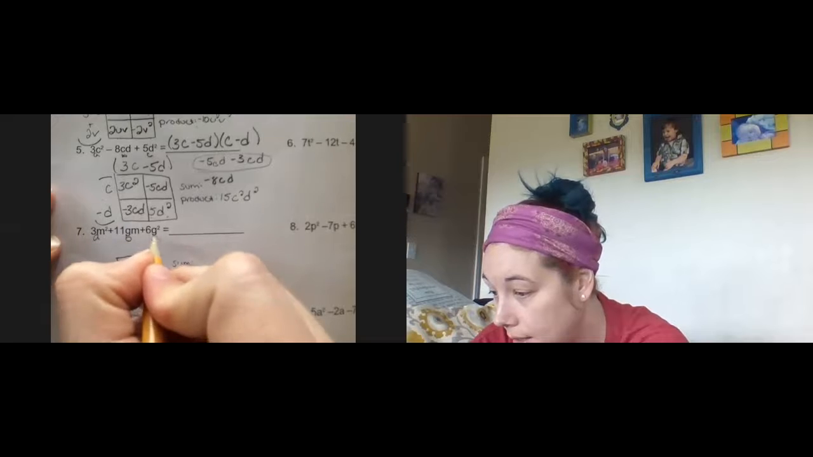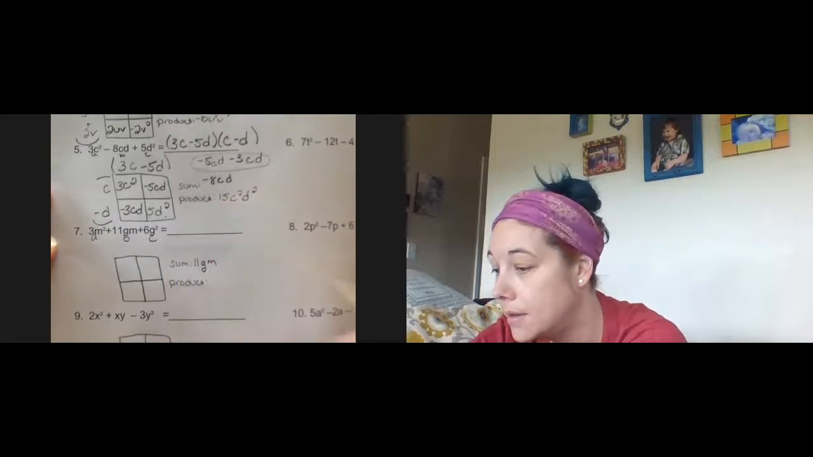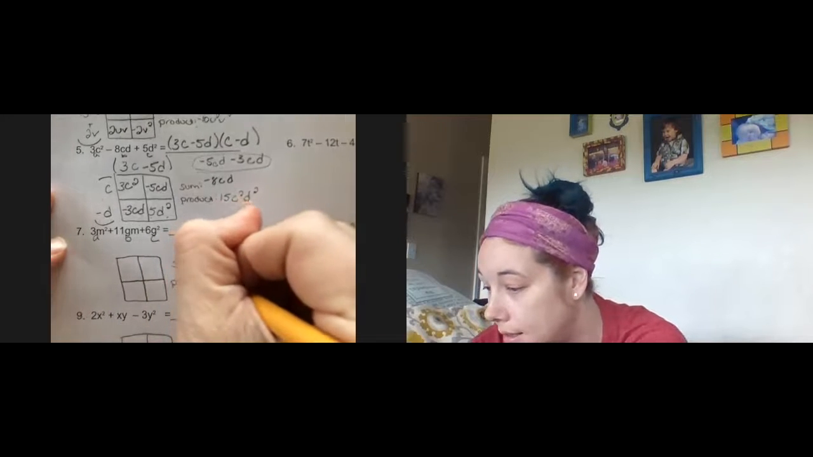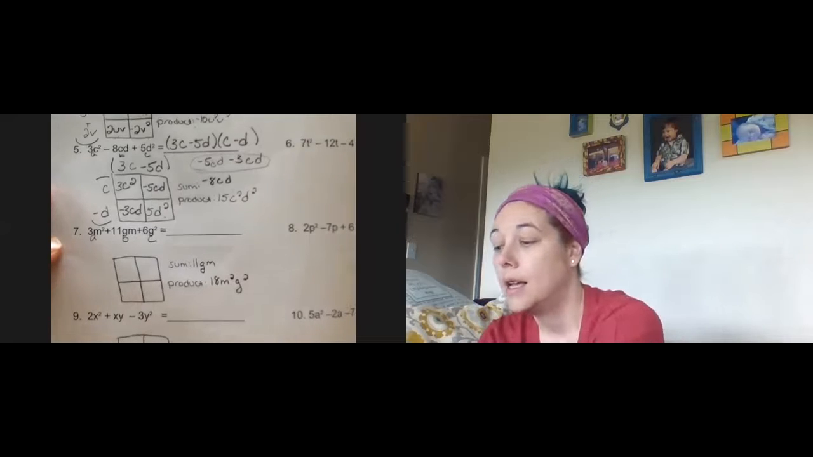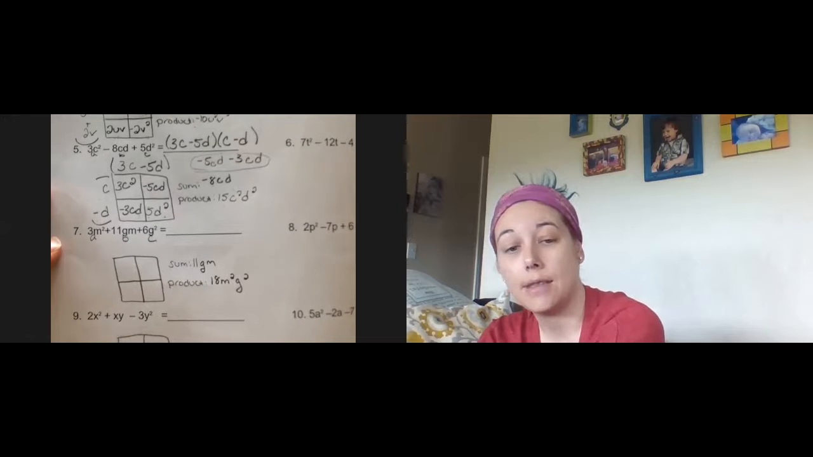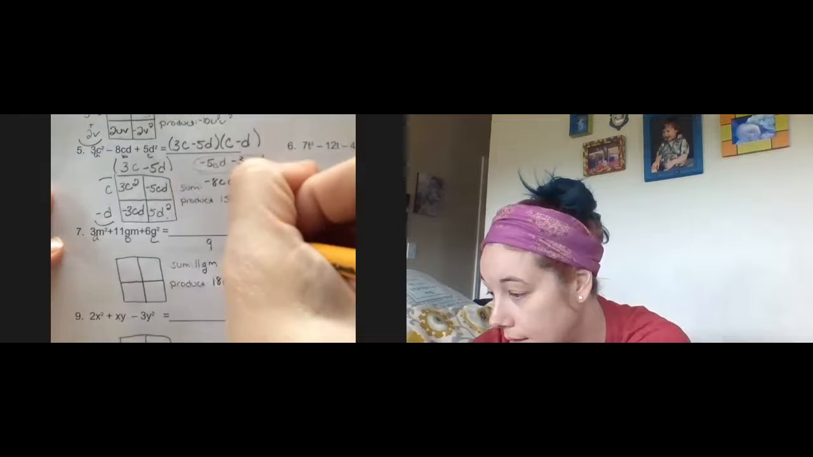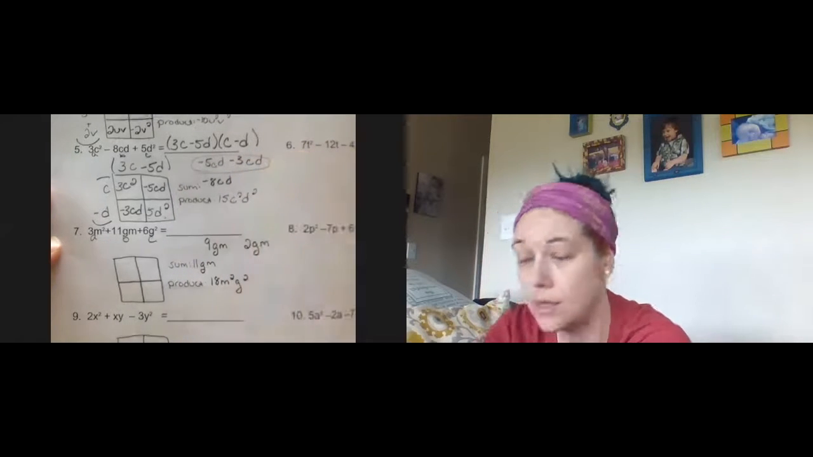All right, let's do number 7. A, B, and C sum to 11GM. Product A times C, 3 times 6 is 18, M squared, G squared. What are factors of 18 that when added together get 11? 9 and 2. And we need a G and an M on each one.